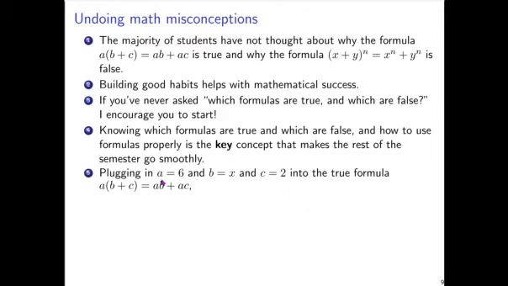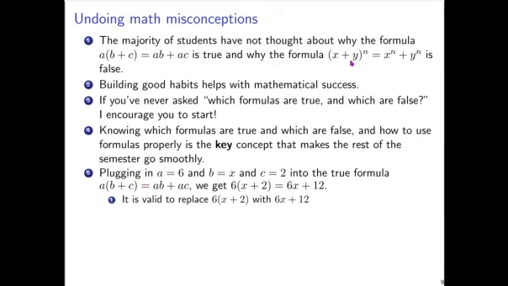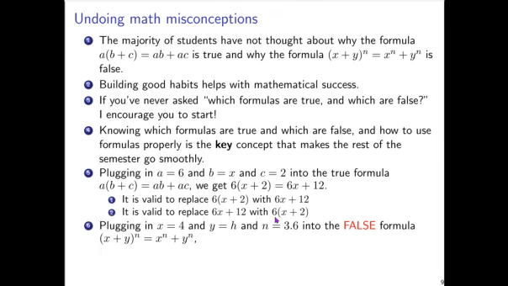Now, plugging in a equals 6 and plugging in b equals x and plugging in c equals 2 into this formula here, into the distributive law, we get 6 times quantity x plus 2 equals 6x plus, and then I already simplified 6 times 2 to a 12. So the point is using this true formula. Again, we haven't discussed why this formula is true and why this one up here is false, but let's just go with it now. If this formula is true, we get this equation here, and so it is valid to replace 6 times quantity x plus 2 with 6x plus 12, and the reverse also works. It's valid to replace 6x plus 12 with 6 times quantity x plus 2.